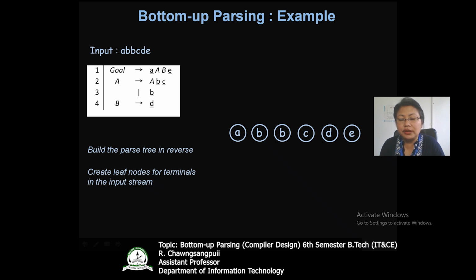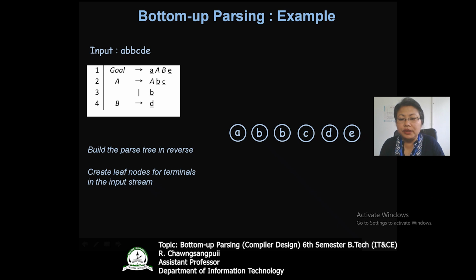The first one is the start symbol. The start symbol can have the form capital A, then capital B, small letter e. Now this is the second production rule. A can have the form A, B, C, or A can have the form B. So the third production rule is A can have the form B. And the fourth production rule is B can have the form D.